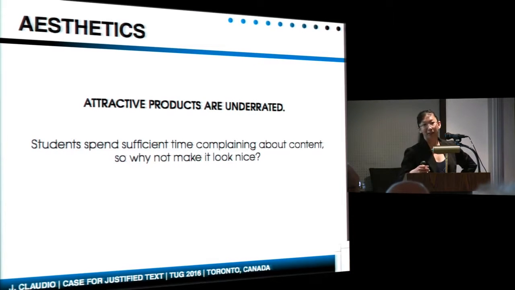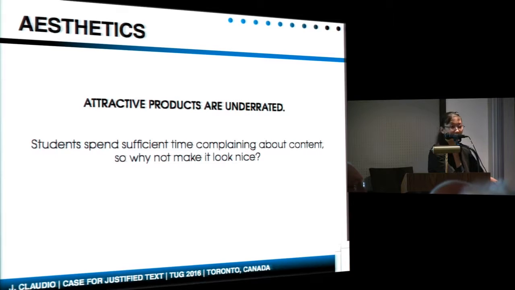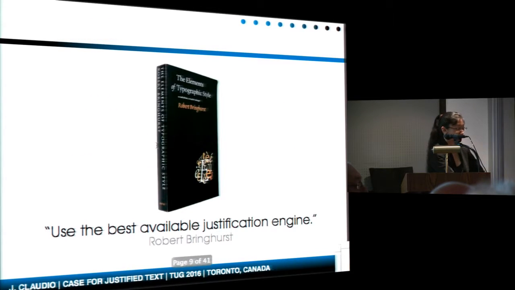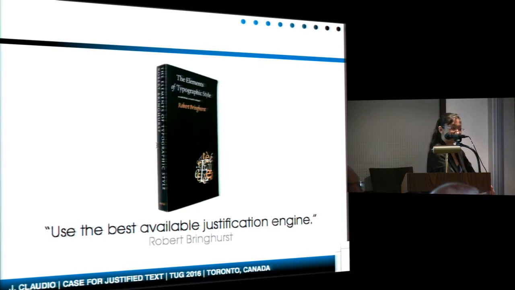So despite that complaining, why not make things look nice? It's one less thing for them to fuss about. And in producing these things, Robert Bringhurst says, use the best available justification engine. I think that's in chapter 9.